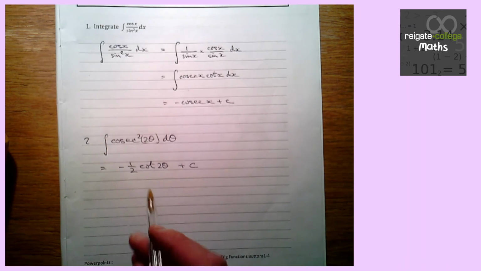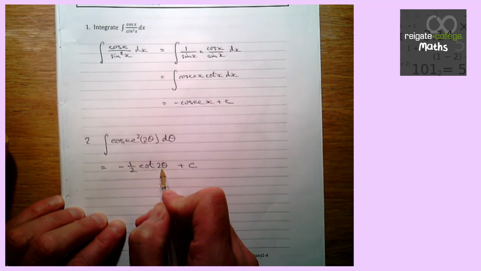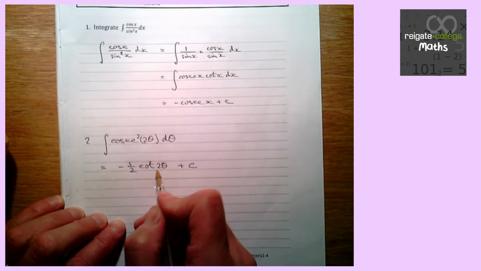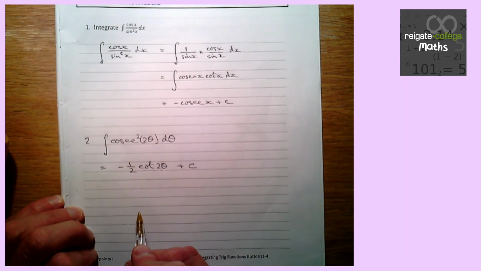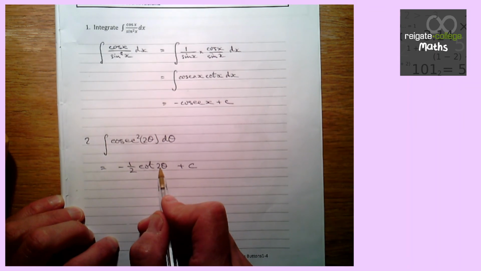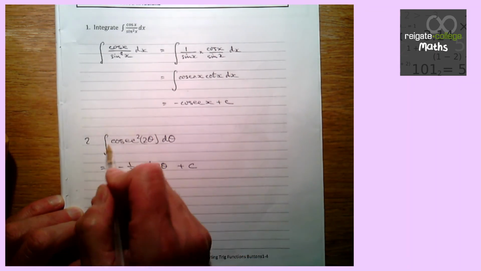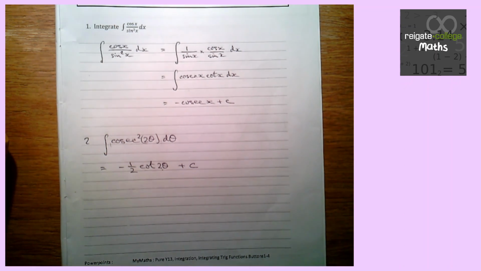And we can just go and check, if we look at our formula book, if we differentiate cot of 2 theta, we get minus 2 cosec squared of 2 theta. Well, the minus 2 times the half, they cancel each other out, and we would get cosec squared of 2 theta. It's often a very good idea, once you've integrated something, to check by differentiating it that you get back the function that you were trying to integrate. And that's it for this video on integrating trig functions.